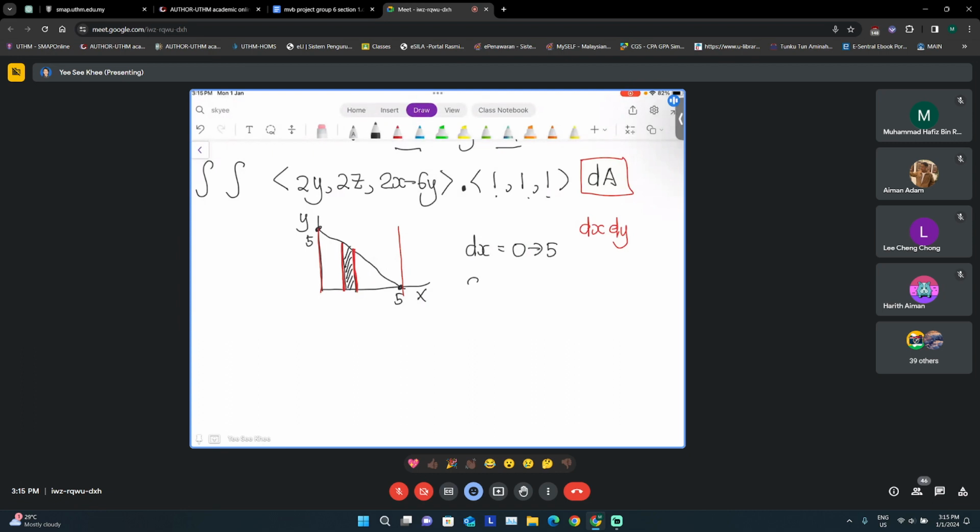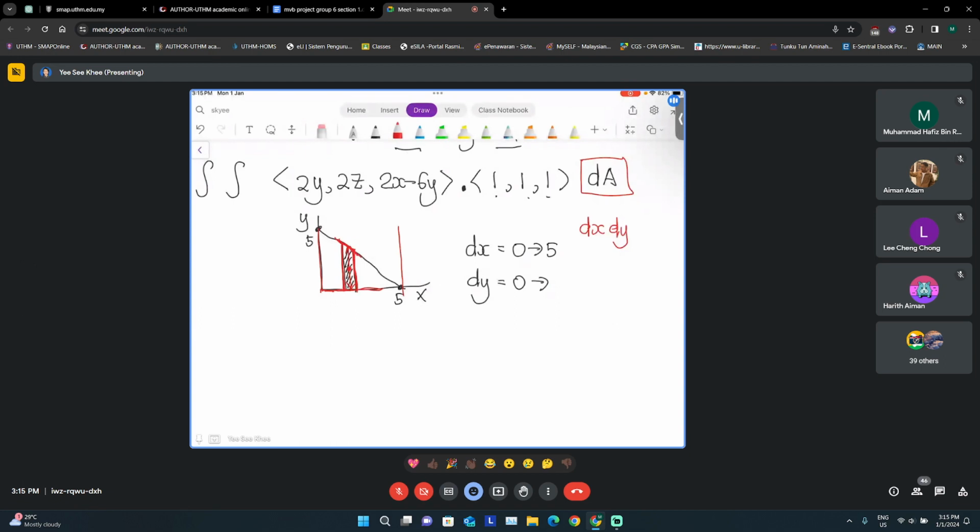Okay, and the dy is, imagine you are sitting inside. When you look down, you see this horizontal line, and this horizontal line is at the position y equals 0. When you look up, you see this slanted line.